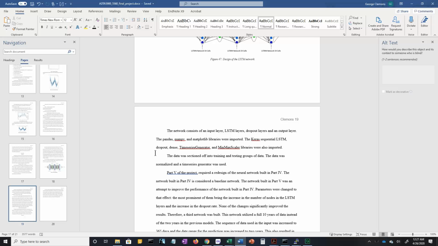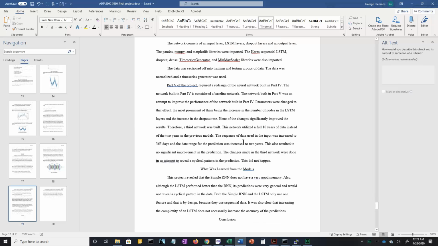The Pandas, NumPy, and Matplotlib libraries were imported. The Keras Sequential, LSTM, Dropout, Dense, TimeseriesGenerator, and MinMaxScaler libraries were also imported. The data was sectioned off into training and testing groups of data. The data was normalized and a time series generator was used.